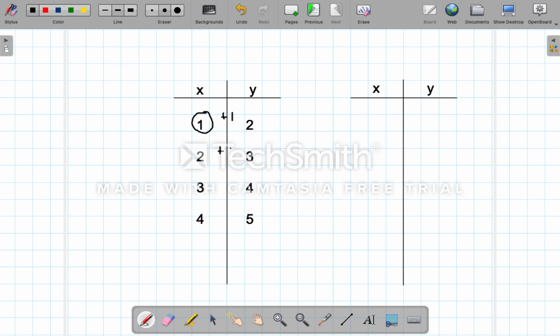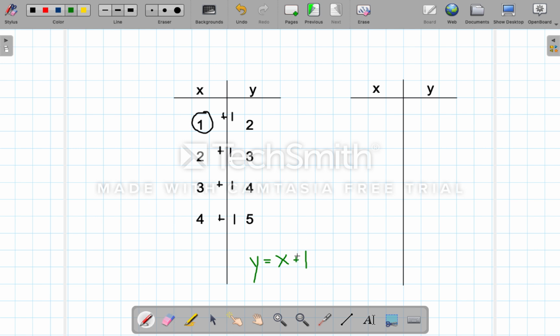X value plus 1 is y value all the way through. So if I were to write that out as an equation, I would write that y equals x plus 1. It's a really bad plus, but that's okay. So y equals x plus 1.